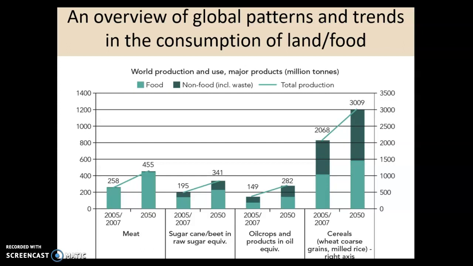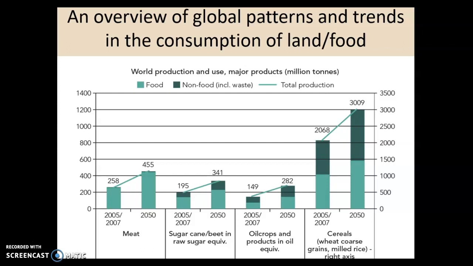The colours show you: the light blue colour is for the production of that item for food, and the dark blue colour is the production of that thing for non-food. So for example, in the oil crops, obviously we've seen a growth in use for biofuels, and the cereals as well. So in all cases there, you can see a growth from 2005 to 2050, and in some cases quite a big growth.